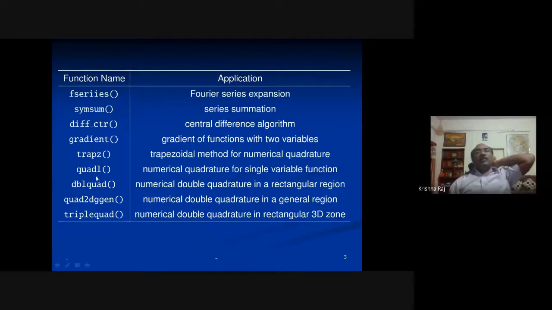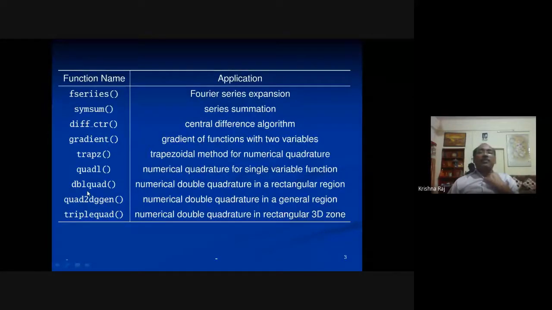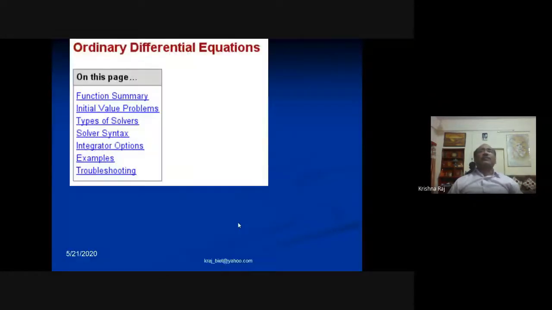And for the numerical quadrature for the single variable function, we will use quadl. And for numerical double quadrature in the rectangle region, we will use this command. And for the numerical double quadrature in a general region, we will use this one. And triplequad will be used for the numerical triple quadrature in a rectangular 3D zone. These are the different types of commands which are used for different purposes, but we have to select as per our requirement and as per our need.